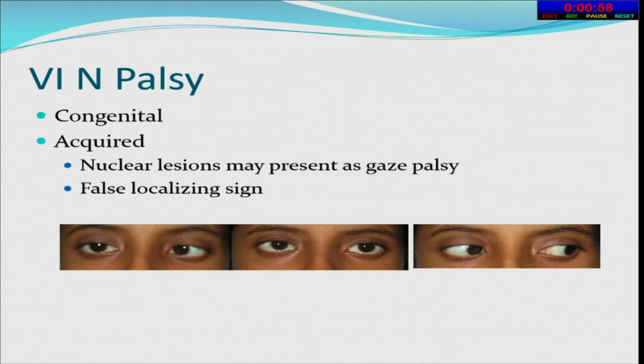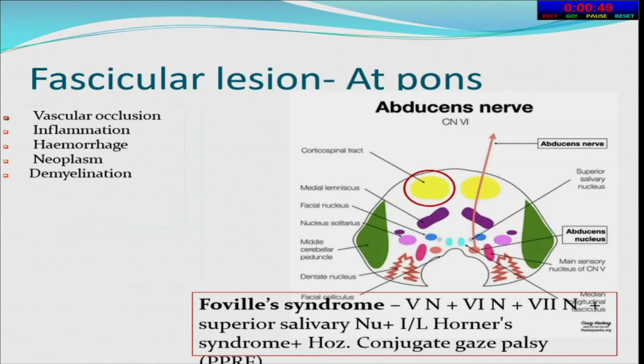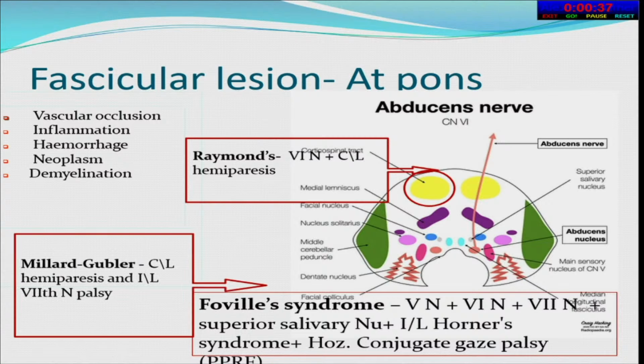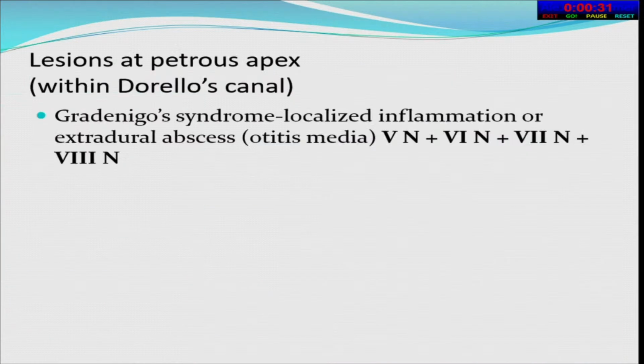Right, coming to sixth nerve palsy, so these are the last few slides. Sixth nerve palsy can be congenital or acquired. Nuclear lesions may present as gaze palsies. At the fascicular level, just like the third nerve, the sixth nerve may present with various syndromes like Raymond syndrome, which has contralateral hemiparesis, Millard-Gubler syndrome, which has contralateral hemiparesis with seventh nerve palsy, and Foville syndrome with multiple cranial nerve involvement.